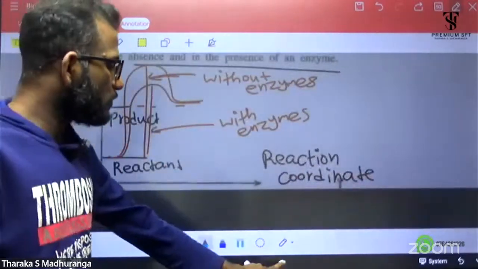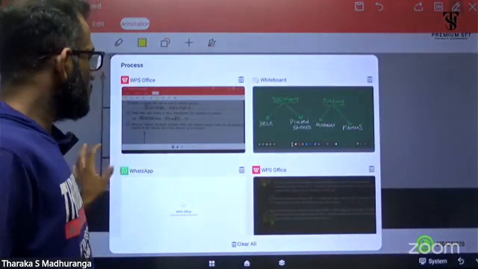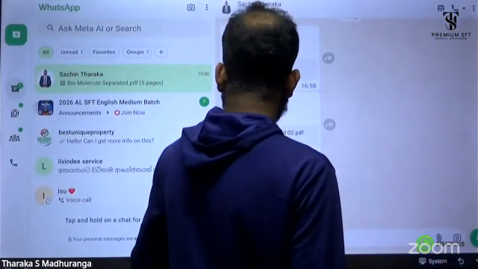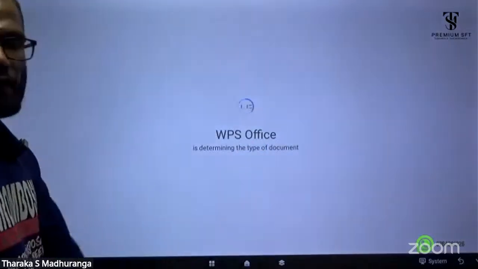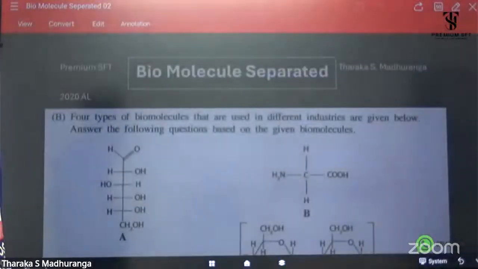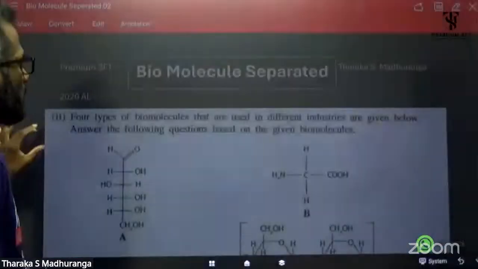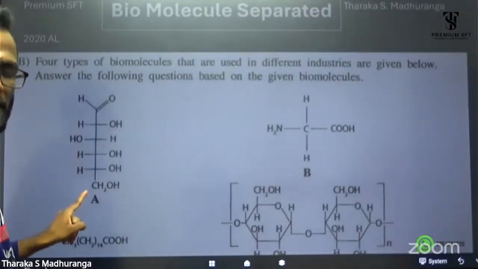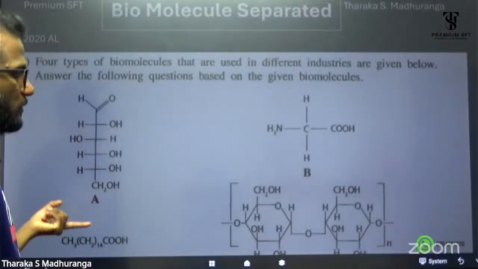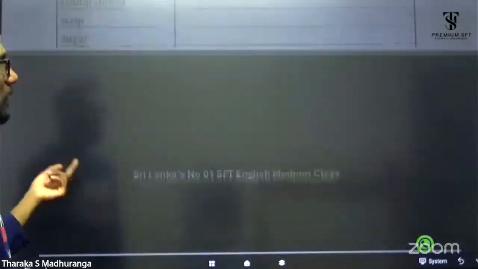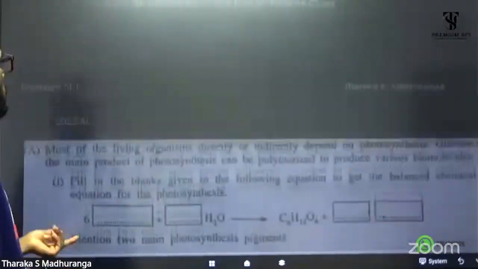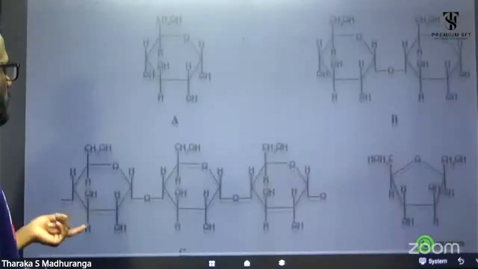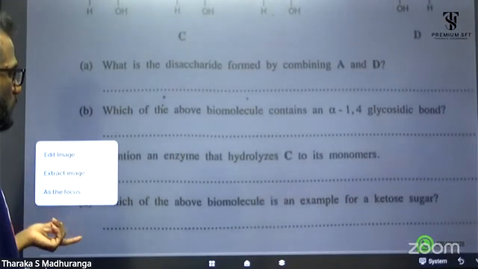It's a part of a 2017 question. Let's move on to 2019. It is given with linear structures as well, 2020. And 2023, it's a full structured question as I remember.